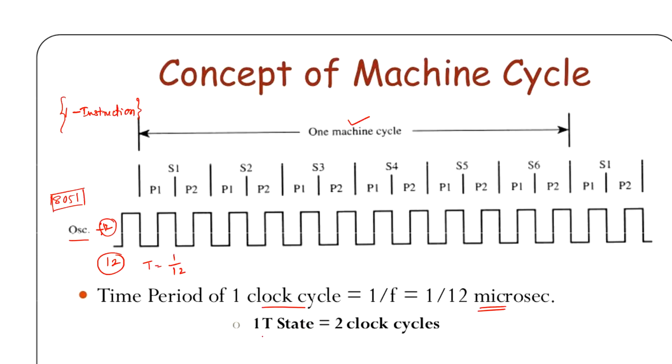If you have 1 T state, that means one takes 2 clock cycles. If you have 2 clock cycles, that is what we call 2 machine cycles. Okay, that will be multiplied with 1 by 12 into 2. That much is the total time taken to execute 1 T state.